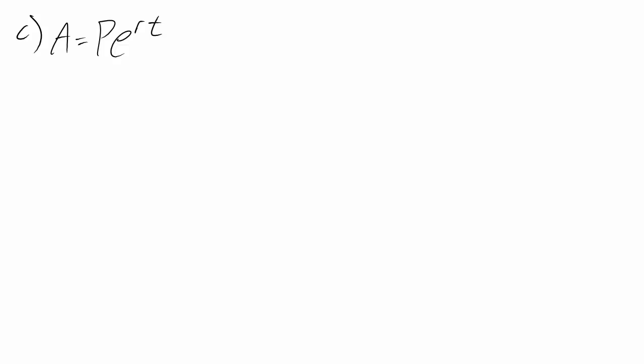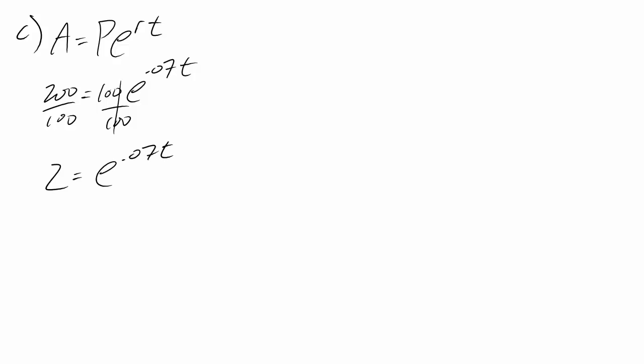Now, instead of the whole 1 plus r over n business, we've got this e to the power of rt, and again, r is for our interest rate, and we are going to use that as a decimal. So the amount here would be $200. That would be a double of our starting value of 100. We have e raised to the 0.07t power. Just like in parts A and B, we are going to divide out by 100 first to get that term with a t by itself. So we're left with 2 equals e to the 0.07t.